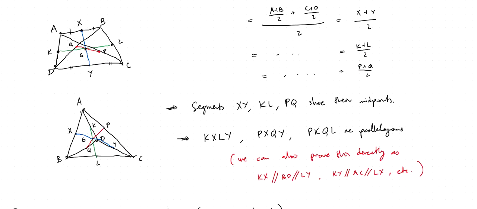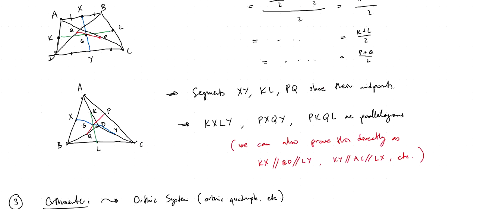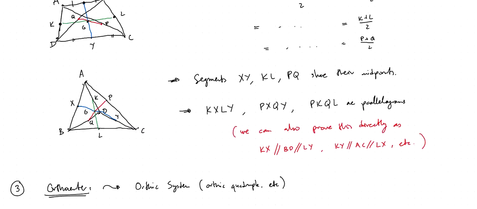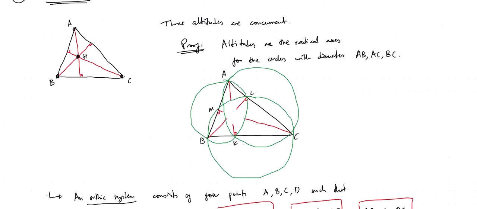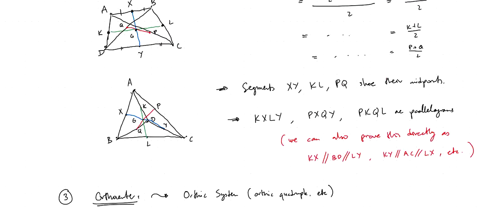Here's the general proof that these are parallelograms. If you further know that we have an orthic system, this means that AC and BD are perpendicular. By definition of the orthic system, AC and BD are perpendicular. So AD and BC are perpendicular, AC and BD are perpendicular, and AB and CD are perpendicular. All these three are perpendicular.